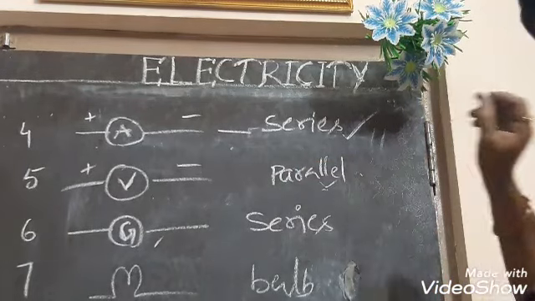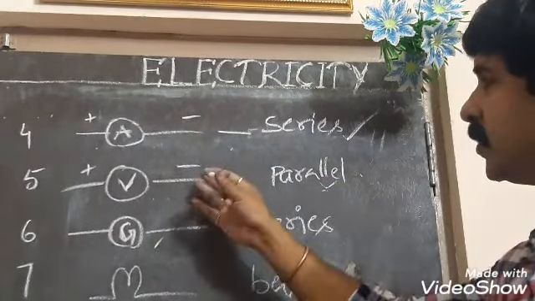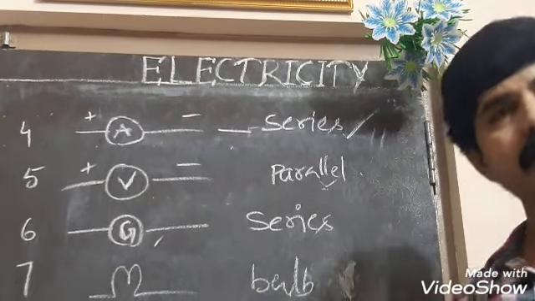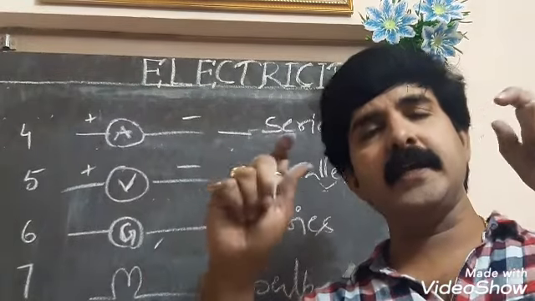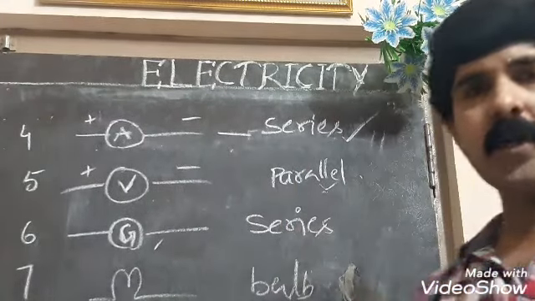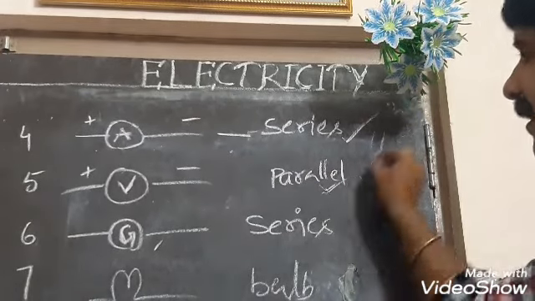And always the voltmeter is connected in parallel. So why do we use the voltmeter? A voltmeter is a device to find the potential difference between any two points. That is only connected in parallel.